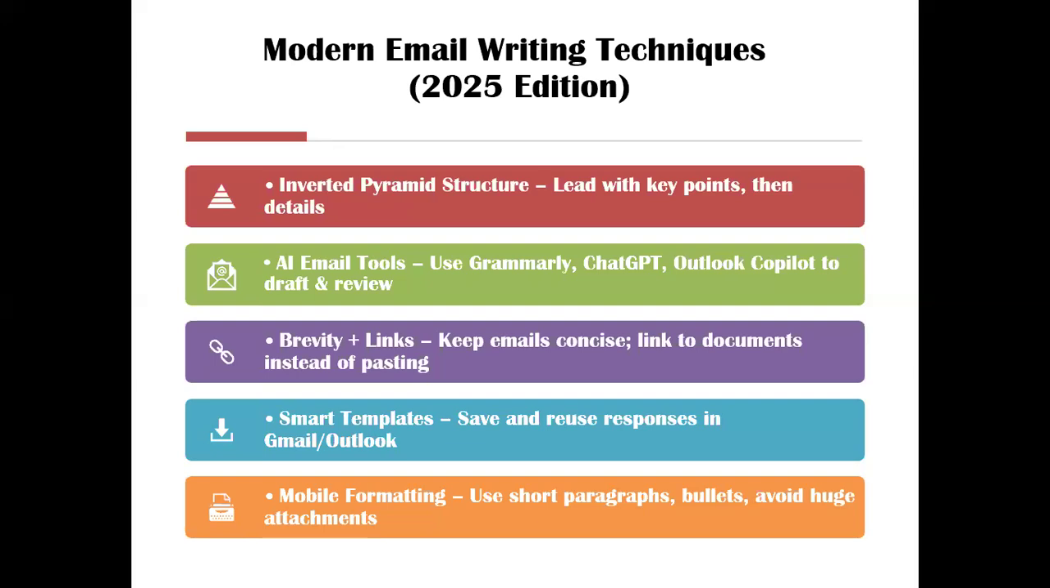Then mobile formatting. Use short paragraphs, bullets, avoid huge attachments. Using mobile, you can quickly send an email, but very short emails, and it goes out as sent from my mobile phone, from my iPhone. Even if you do not mention it, that is added when you're sending it. It is mentioned that it's from my mobile phone or my iPhone.